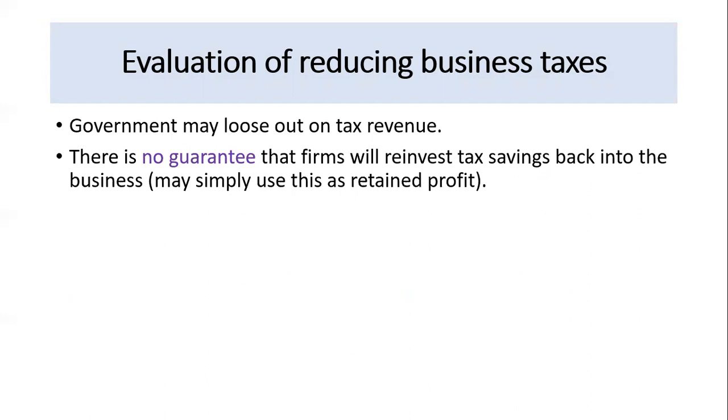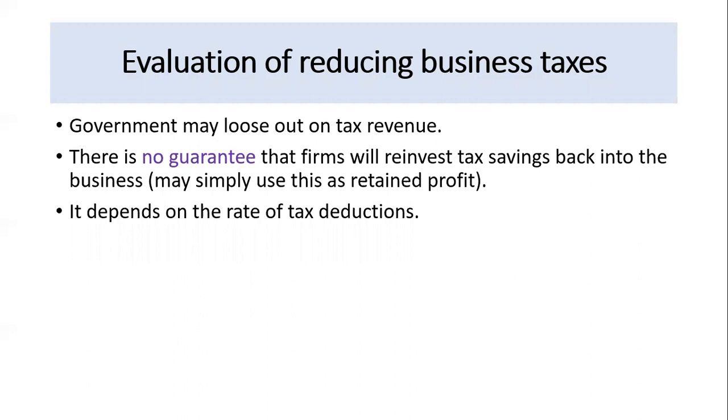There's also no guarantee that firms will reinvest tax savings back into the business. They may simply use this as retained profit. They may give it to shareholders in the form of dividends. So if the government reduces corporation tax, that just basically means that firms will be earning more profits. They get to take more of their profits than what they would have done before, and they may just give them to shareholders. They may not be incentivized to want to reinvest.